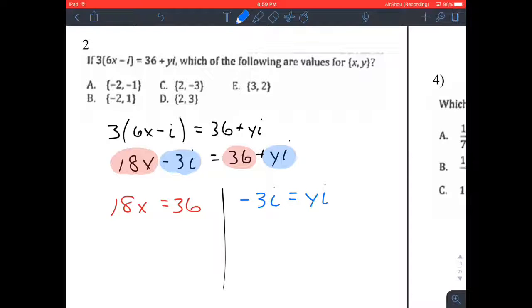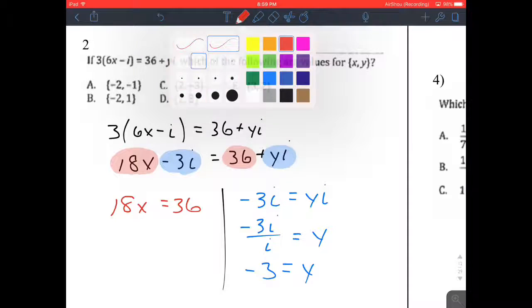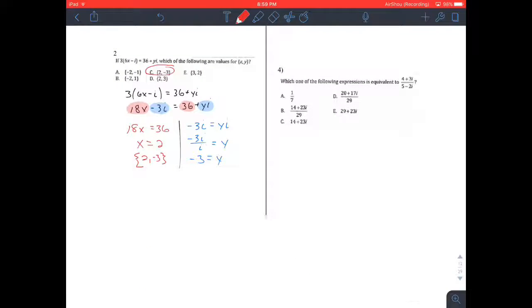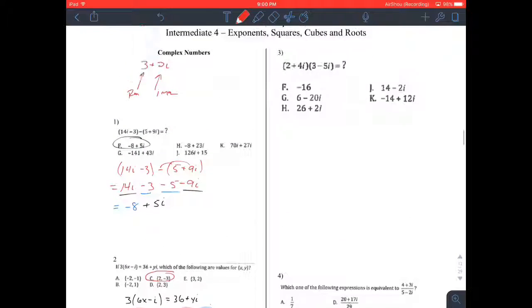So, since I'm here in blue, we're trying to get y by itself. We're going to divide both sides by i. Anything divided by itself is 1, so y is negative 3. Our red equation, if you divide both sides by 18, you get x is 2. So we're looking for the ordered pair 2, negative 3. Boom, C. Oh, we're getting close.